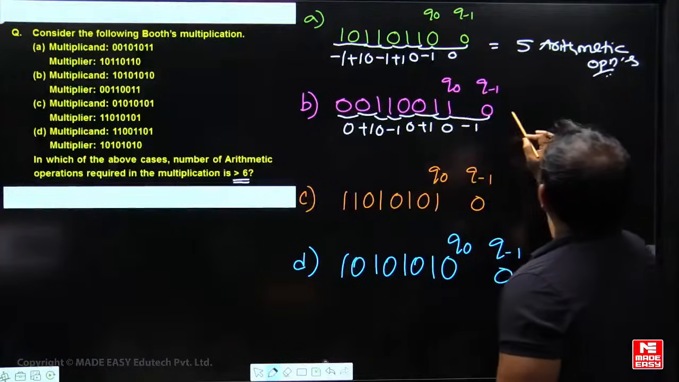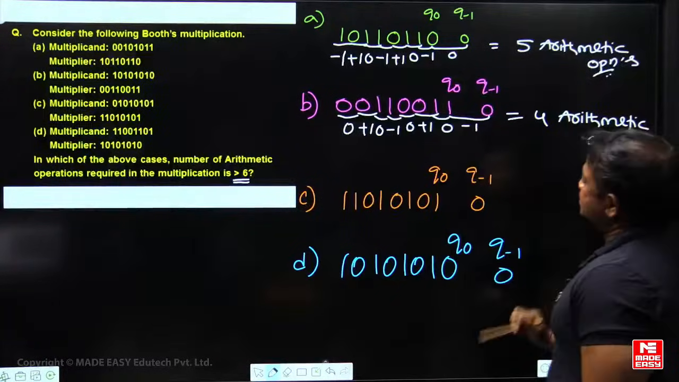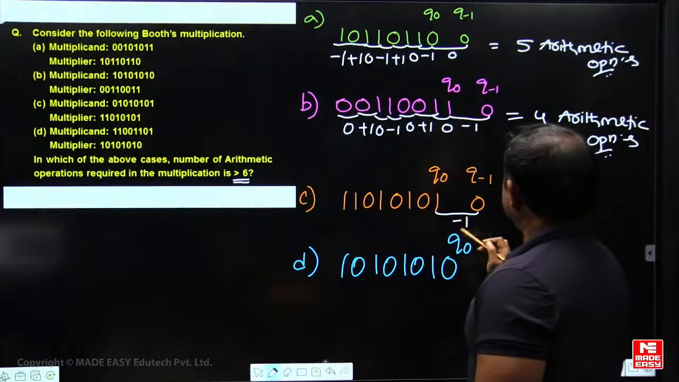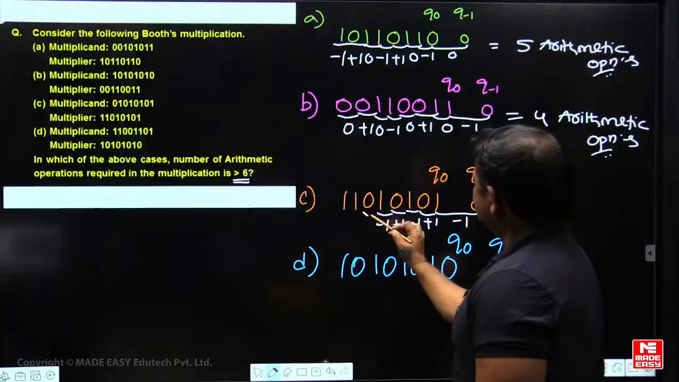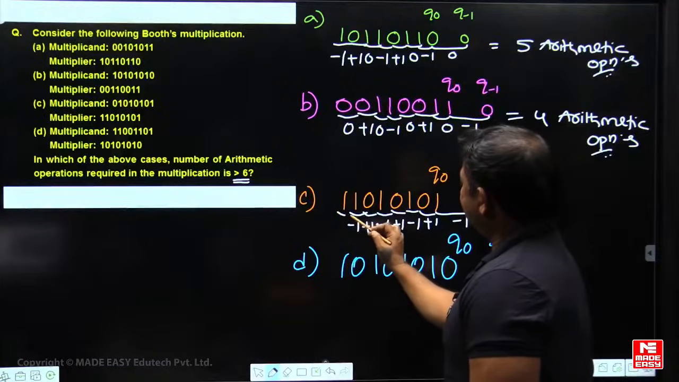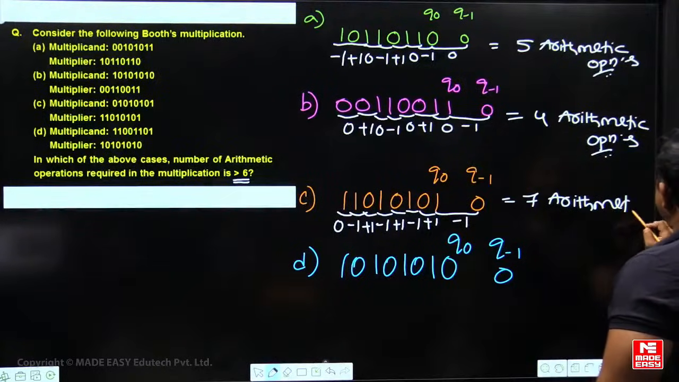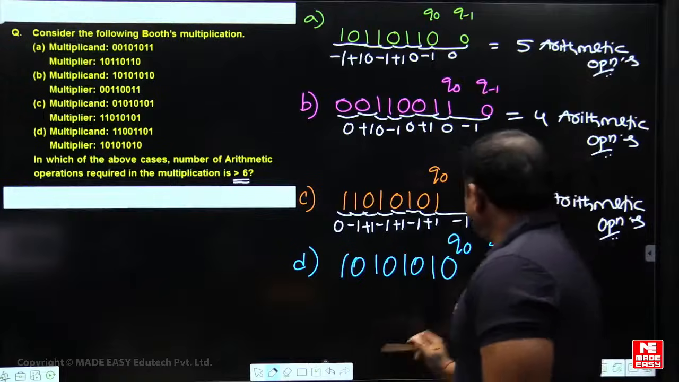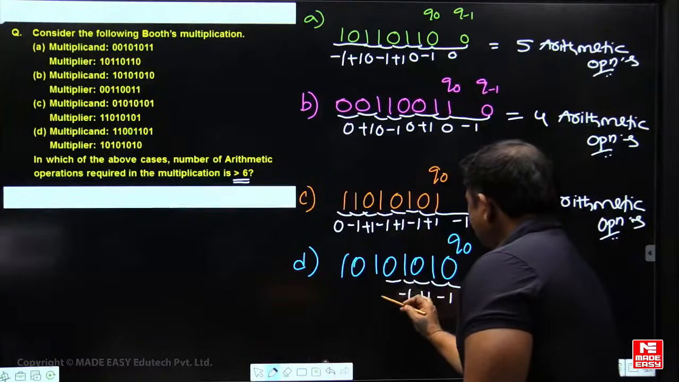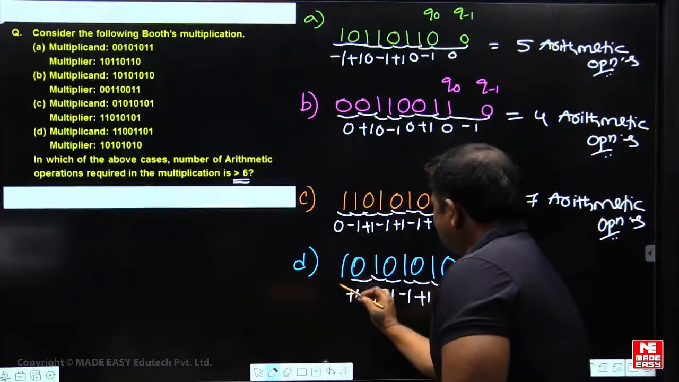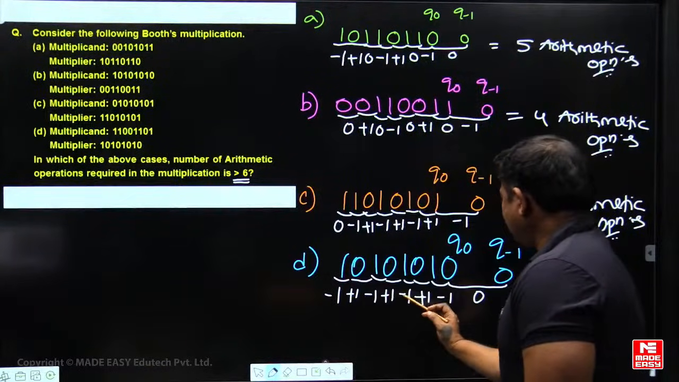So 1 arithmetic. 1, 0, 1. So minus 1. 1, 0, 1, 1, 1, 2, 6, 7 arithmetic operations required. 1, 0, 1, 1, 0, 0, 1, plus 1, 1, 0, 1, 1, 0, 1, 2, 7. 7 arithmetic operations.